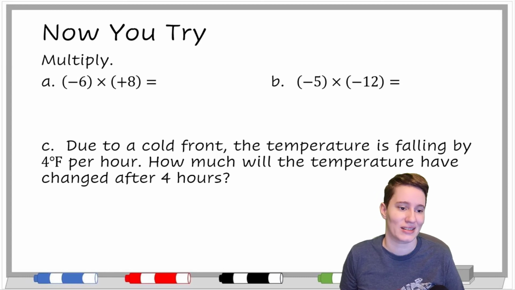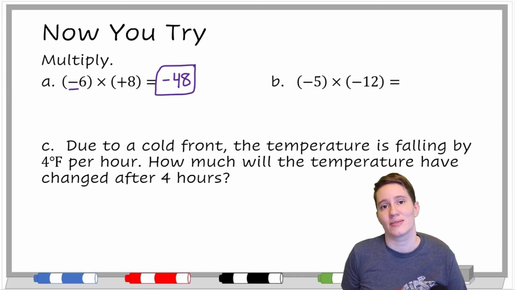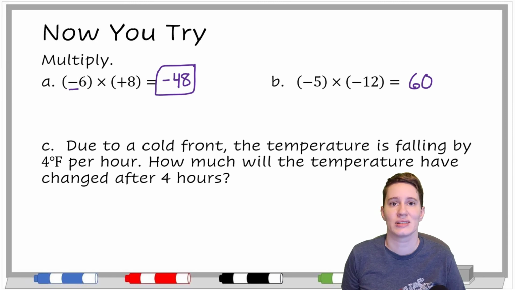Okay, welcome back. So that's the beauty of pausing, that I didn't actually have to pause myself. Okay, -6 times +8 gives me 48, but it is negative because I have a single negative. So -48. B, -5 times -12, the answer to that is 60, and it's positive because we've got 2 negatives. The 2 negatives go and hang out someplace else. We don't even need to worry about them anymore.